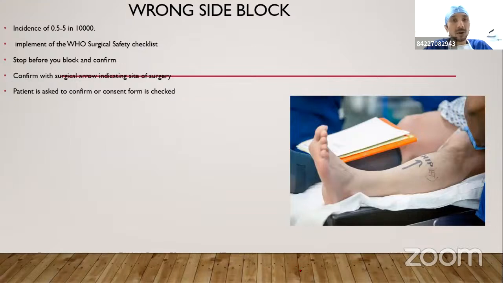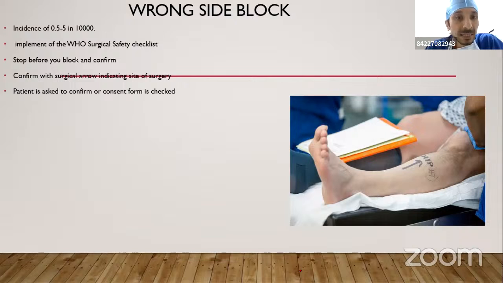The next topic is wrong side block. The incidence of a wrong side block is around 0.5 to 5 per 10,000 cases. How can we prevent a wrong side block? We should implement the WHO surgical safety checklist, wherein we do a sign-in procedure just before the induction of anesthesia. We should follow "stop before you block" and we should confirm with the patient.